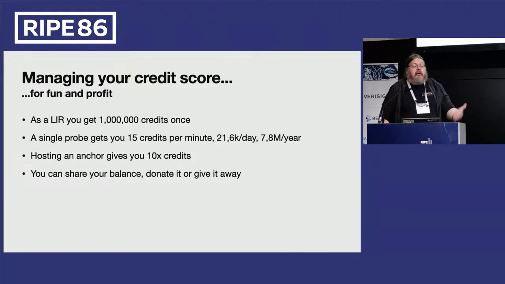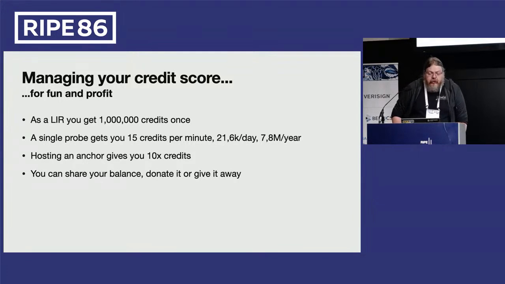Managing a credit score, we just had that. If you set up your measurements in a certain way, or even repeating often, you might burn through your credits quite fast. As a local internet registry, you get 1 million credits once. And a single probe gives you 15 credits per minute. So it's like 7-8 million credits per year. That's 8 times what you get when you are just below. Hosting an anchor gives you 10 times the credit.